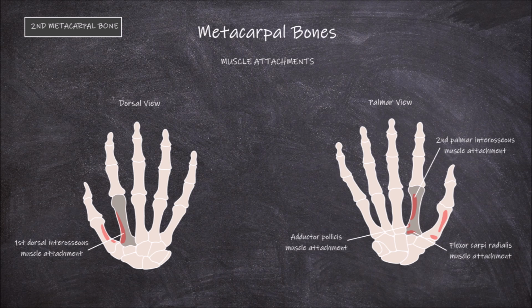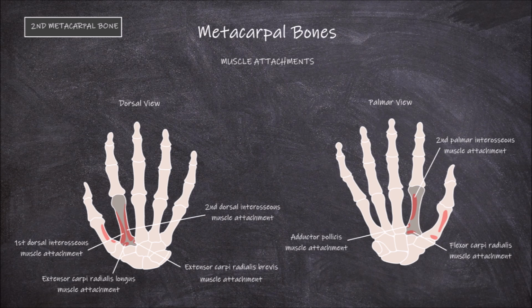The medial head of the first dorsal interosseous muscle originates from the lateral side of the shaft of this bone. The lateral head of the second dorsal interosseous muscle originates from the medial side of the shaft of this bone. A few fibers of the extensor carpi radialis brevis muscle insert onto the medial side of the dorsal surface of this bone. The extensor carpi radialis longus muscle inserts onto the dorsal surface of the base of this bone.